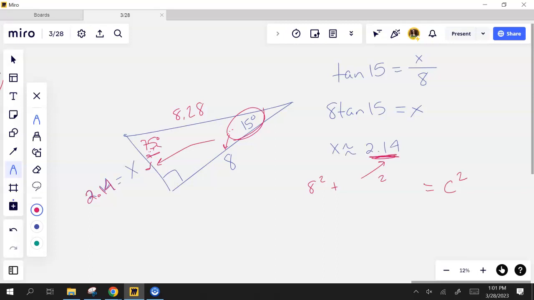I know, I understand it. Okay, did you do 8 squared plus 2.14 squared? And then you took the square root of it? Now do the square root of 68 point whatever. Because you got to remember that Pythagorean theorem, you got to take the square root in the end. Yeah.